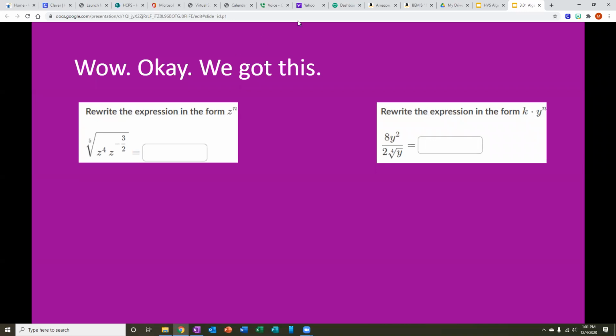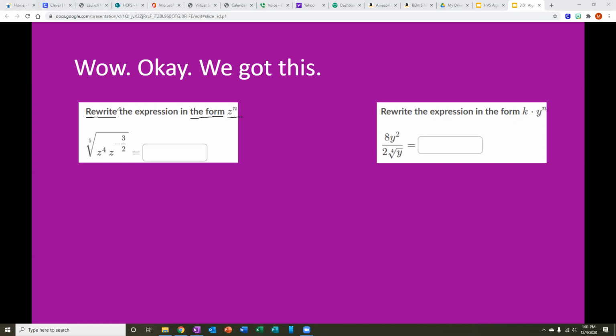Rewrite the expression in the form, and then it gives me the form. So rewrite. All that means is I'm going to rearrange and simplify what's in there. Notice it doesn't say solve. There's nothing to solve. It doesn't say evaluate. They're not giving me values to put in. It just says rewrite. So I'm going to be applying different rules, inverse operations, to just rewrite this in a different form.